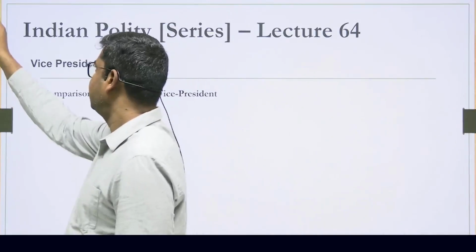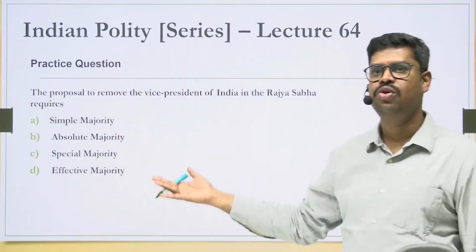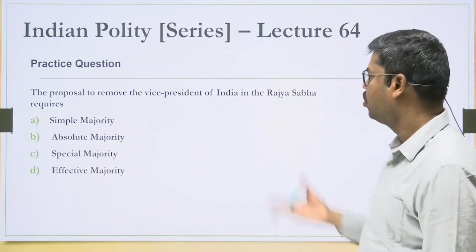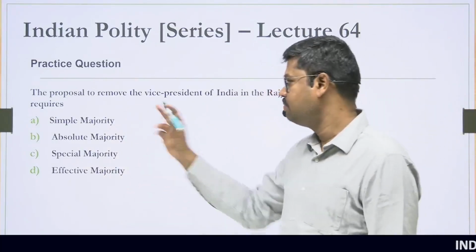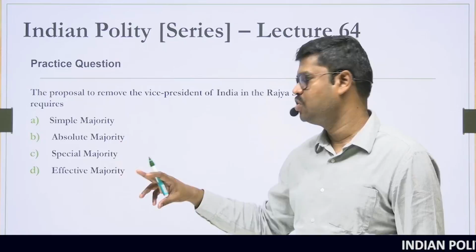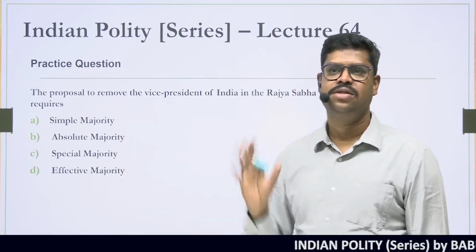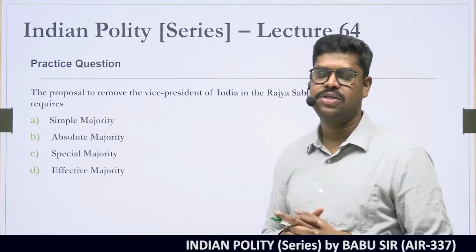All right, so with that, I'll just go to the last part where I wanted you to solve this particular question. Look into this particular question. The proposal to remove the Vice President of India in Rajya Sabha requires what majority? Is it simple majority, absolute majority, special majority, or effective majority? So one among these is the answer. You can put your answers in the comment box. I'm quite sure it's a very simple question, but you should not forget this.